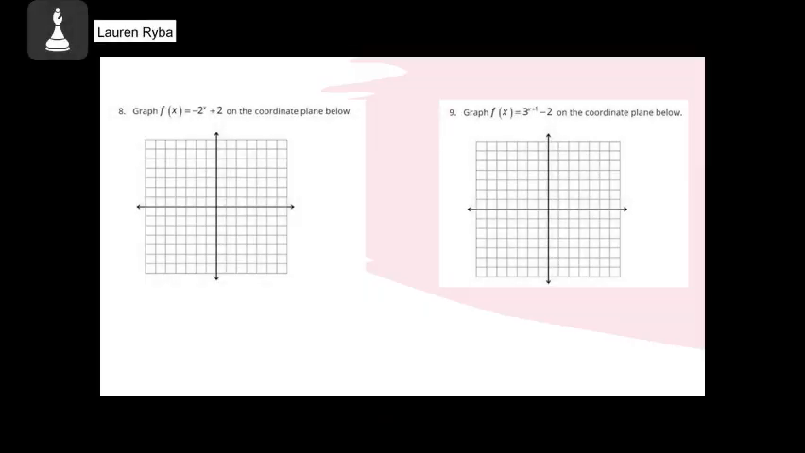Okay, so now we're going to do another transformation on that 2 to the x graph. We are going to negative it and then add 2. So the first thing it does is it takes that original 2 to the x graph, and this negative outside here is going to flip it over the y axis. And then after we do that, we're going to move it up 2.